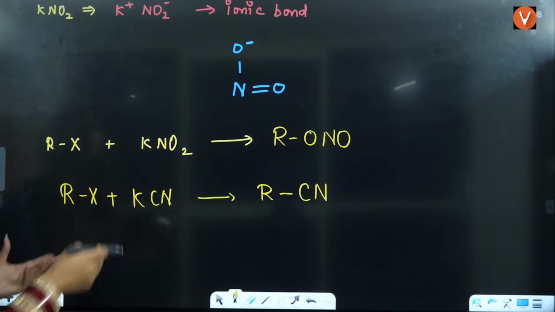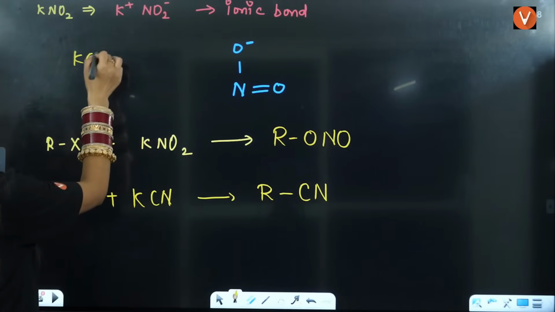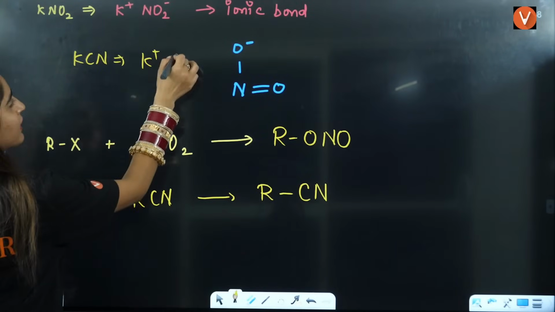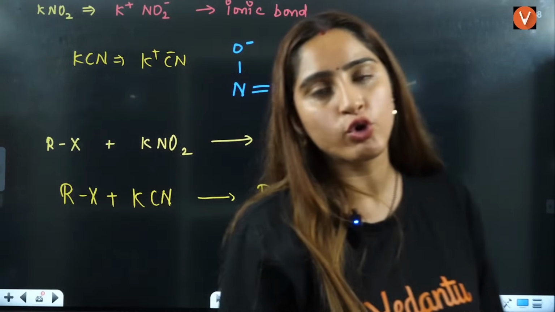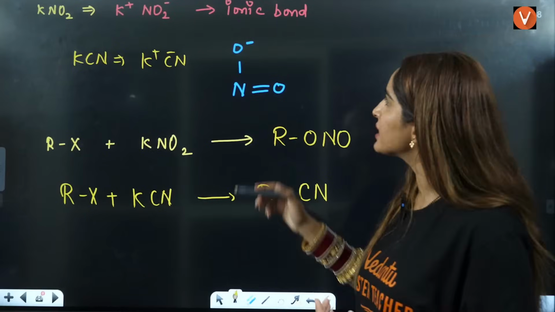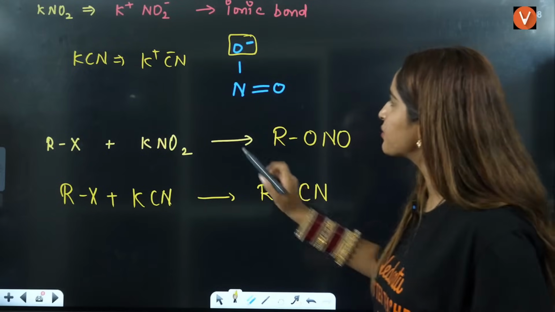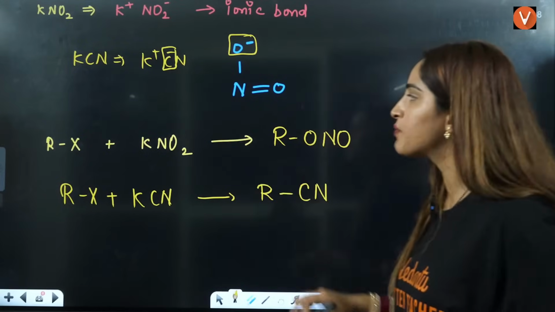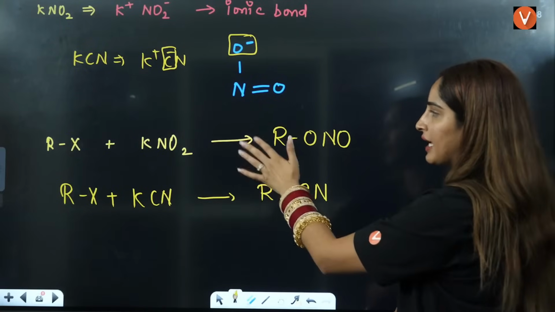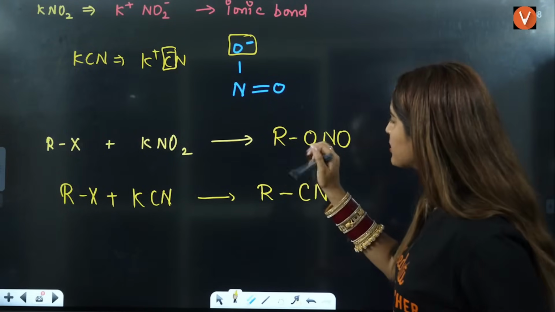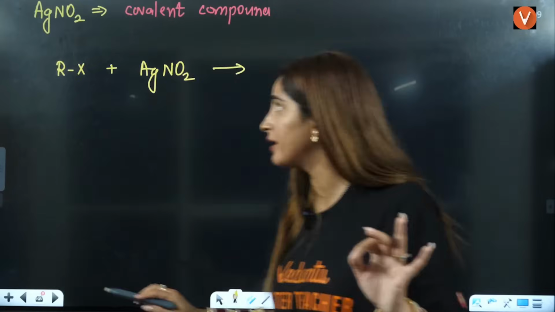Next is KNO2. If we talk about KNO2 or KCN, both have ionic nature. Both are ionic compounds. That is why what will happen here, O negative is free and here C negative is free. That is why when you react alkyl halide with KNO2 or KCN, you will have the preparation of RONO or RCN, right? These are some of the very important reactions.